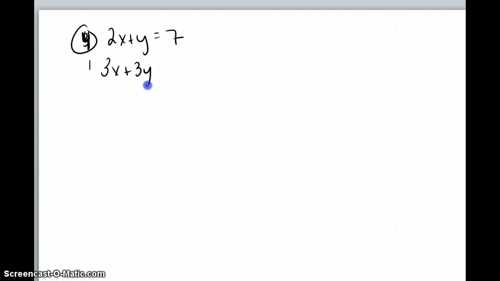Hopefully some of you are starting to ask the question, well, wait a minute, what do we do? Because we're supposed to have a variable isolated. Well, if you don't have a variable isolated, you look for a coefficient of 1 or negative 1. Remember that a coefficient is the number in front of a variable. So if we look at this, which equation has the coefficient of 1? Well, the first one does, and it's y.